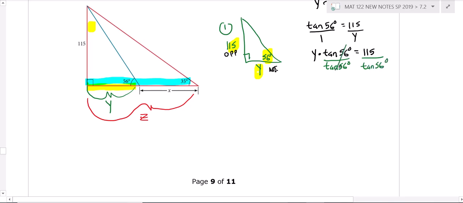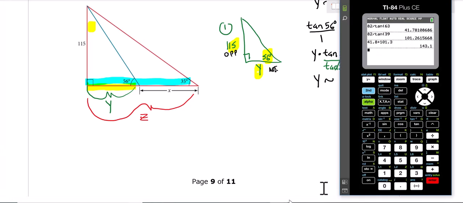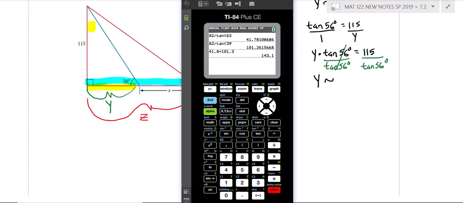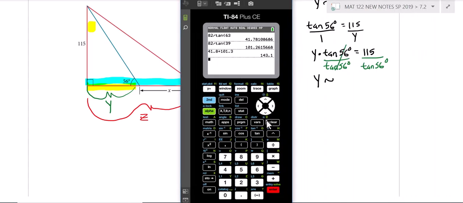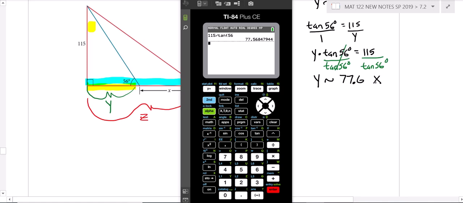Okay, that will divide out, and that will give you what y is. And of course, we just need to go to the calculator to get that taken care of. So I'll just move my calculator over here. What I'm going to do is 115 divided by the tangent of 56 degrees. That's going to give me, again, one decimal. We're going to say that's about 77.6. Okay, so we got that piece right there.